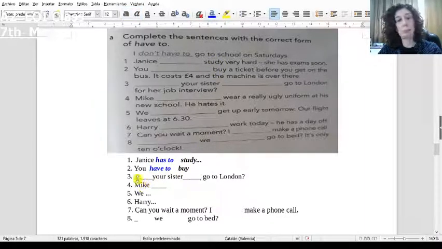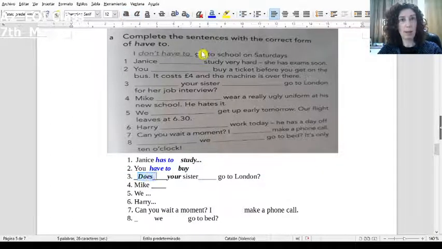¿Lo veis? Vale. Here it is. Your sister, tercera persona del singular. Entonces, ¿qué ponemos? Auxiliar. Does. Ya lo tengo así. Auxiliar, does. Sujeto, your sister, tercera persona del singular. ¿Y qué me falta? Have to go to London. Does your sister have to go to London? Tu hermana tiene que ir a Londres. El auxiliar, sujeto, infinitivo. Does your sister have to go to London for a job interview? ¿Tiene la obligación de ir a Londres?